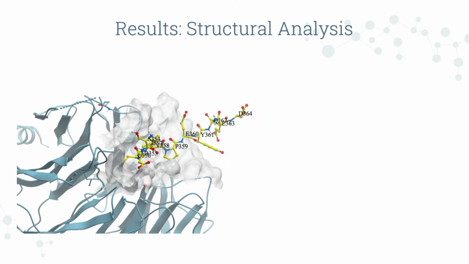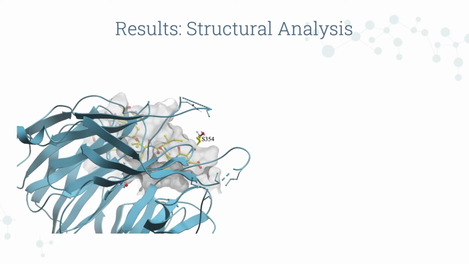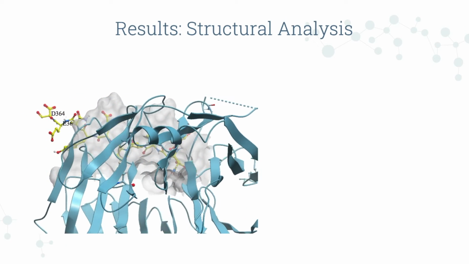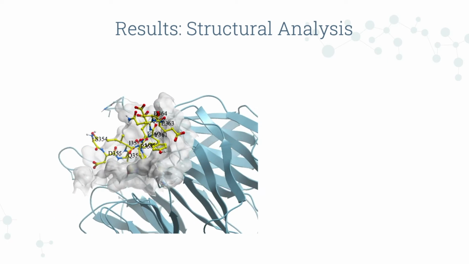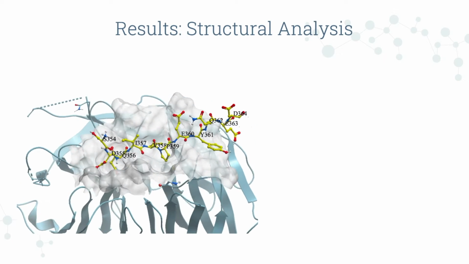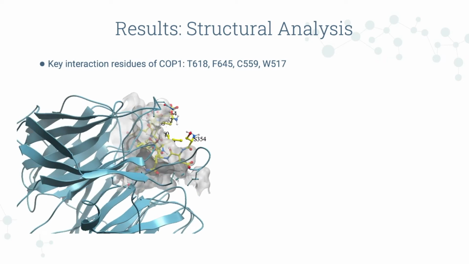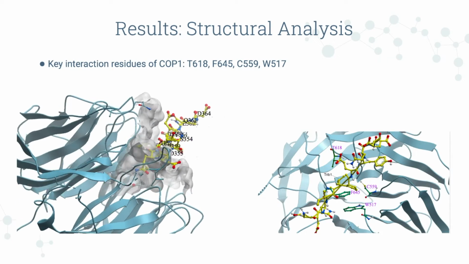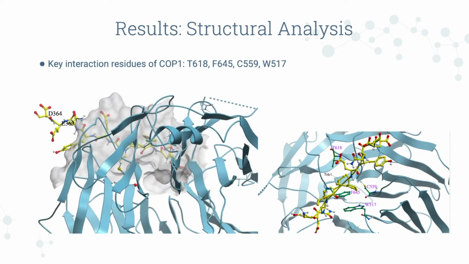Following the overall structural examination, a complete picture of the TRIB1 peptide attached to the substrate binding pocket of COP1 was created and evaluated. The interaction between TRIB1 and COP1 was then visually inspected to detect key peptide interacting residues. These residues were outlined based on their proximity to hydrogen bonding groups on the peptide. The key residues were threonine 618, phenylalanine 645, cysteine 559, and tryptophan 517.